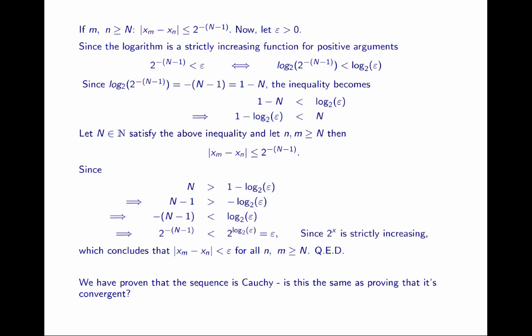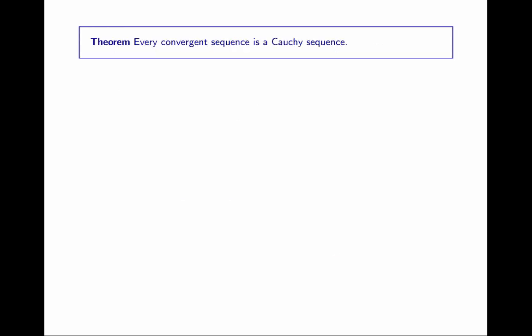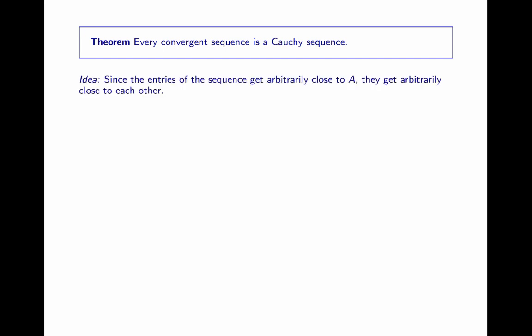So is a Cauchy sequence necessarily convergent? Or is a convergent sequence necessarily Cauchy? We're going to answer one of those questions right now. Every convergent sequence is a Cauchy sequence. So convergent implies Cauchy. Of course, you might be asking, well, doesn't Cauchy involve convergent? Well, you have to stay tuned for that. So let's prove this theorem. Let's prove that every convergent sequence is Cauchy.